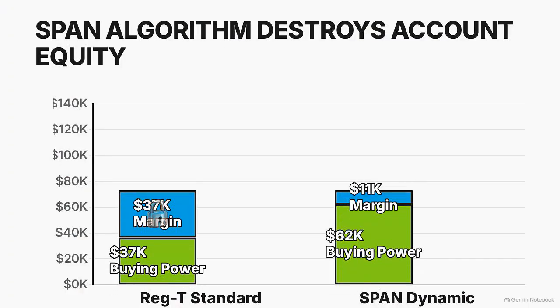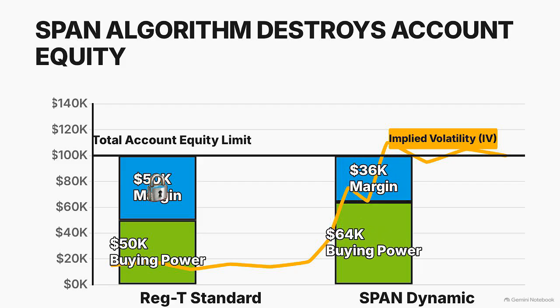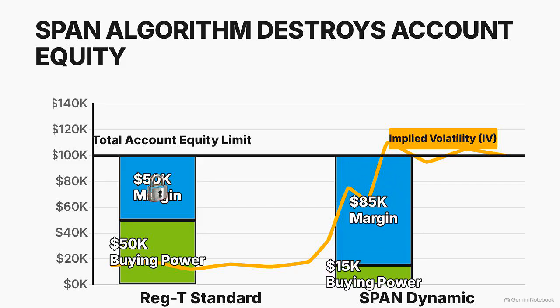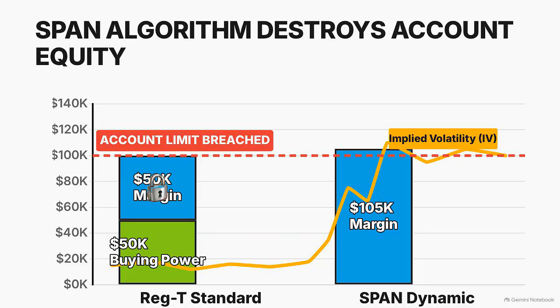The trap triggers the moment the market drops and implied volatility violently spikes. The SPAN algorithm instantly reacts to this volatility, switching to a defensive posture. The margin requirement for the exact positions you already hold suddenly expands. Capital requirements can double or even triple overnight on identical positions, blasting straight through your account limits. The massive buffer of available buying power you relied on evaporates exactly when you need it most.